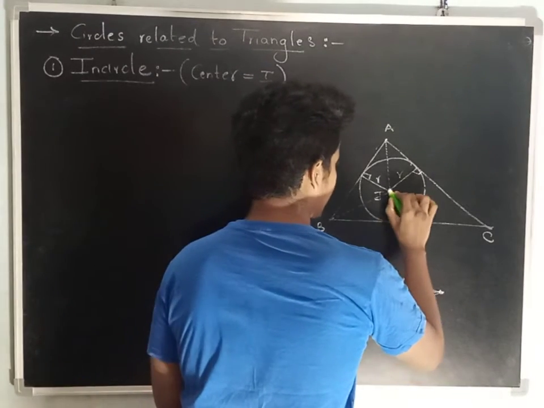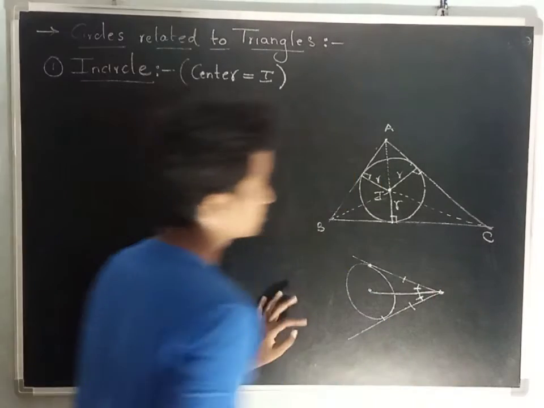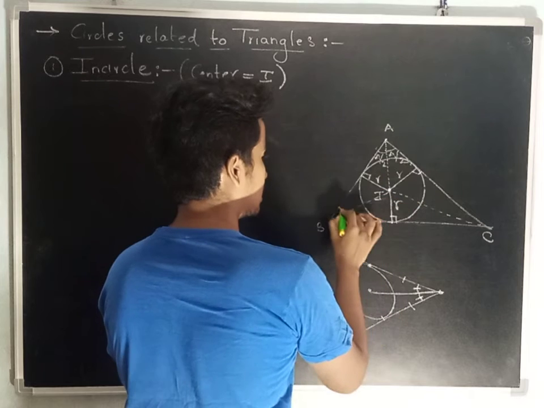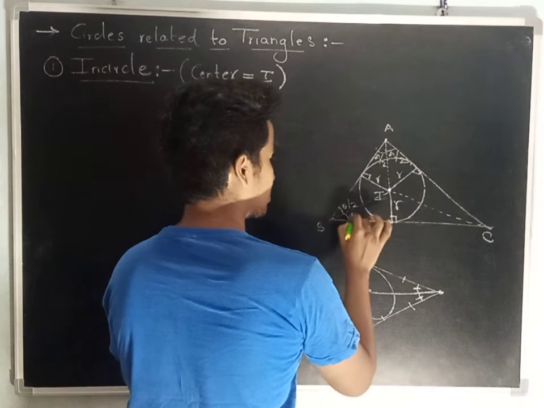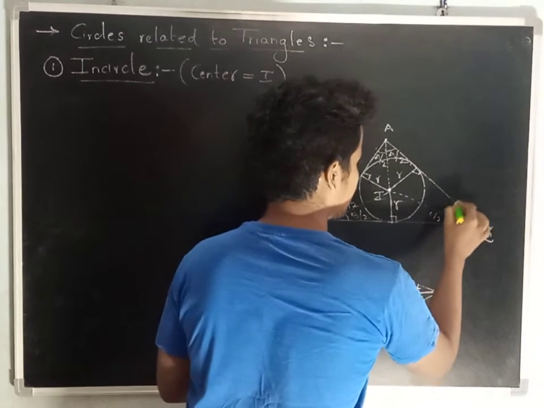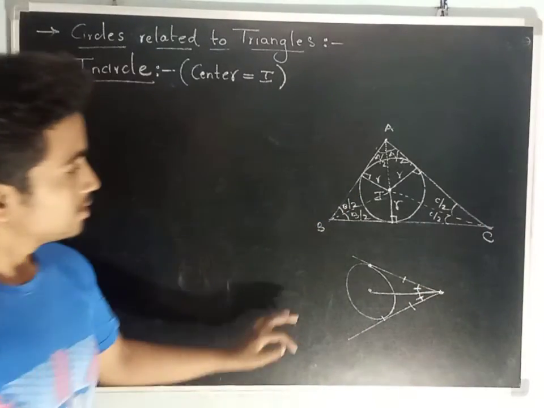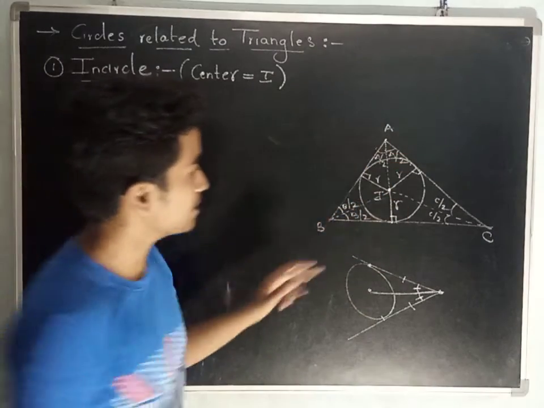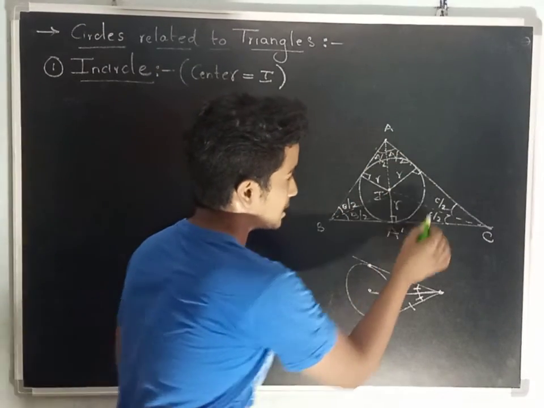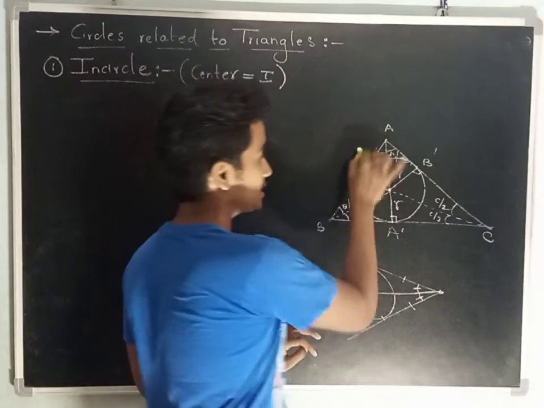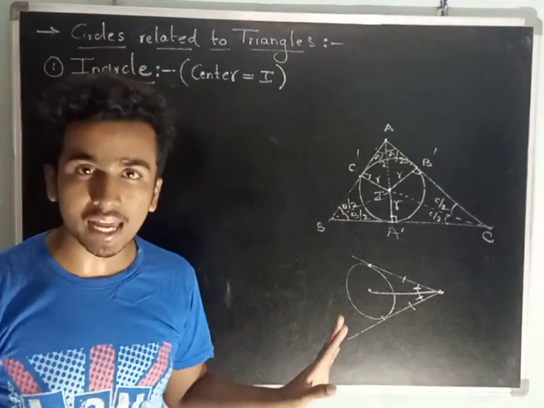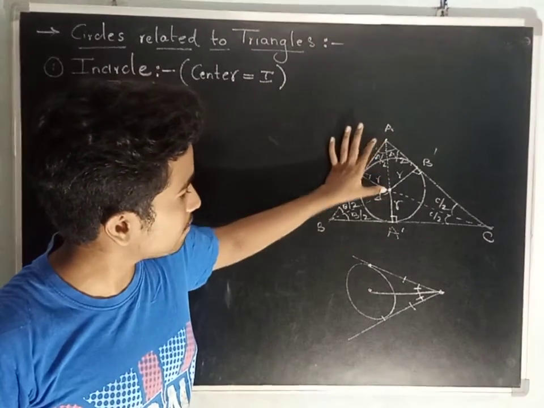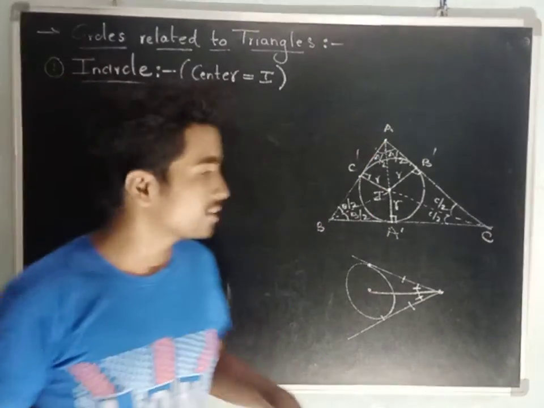Let me join the vertex and the center of the circle. It means the angle is going to be A by 2, A by 2, B by 2, B by 2, C by 2, C by 2. It's not exactly a straight line. Let me put it as A, A dash, B, B dash, and C, C dash. A A dash is not a continuous straight line. AI is one line and IA dash is another line. Okay?